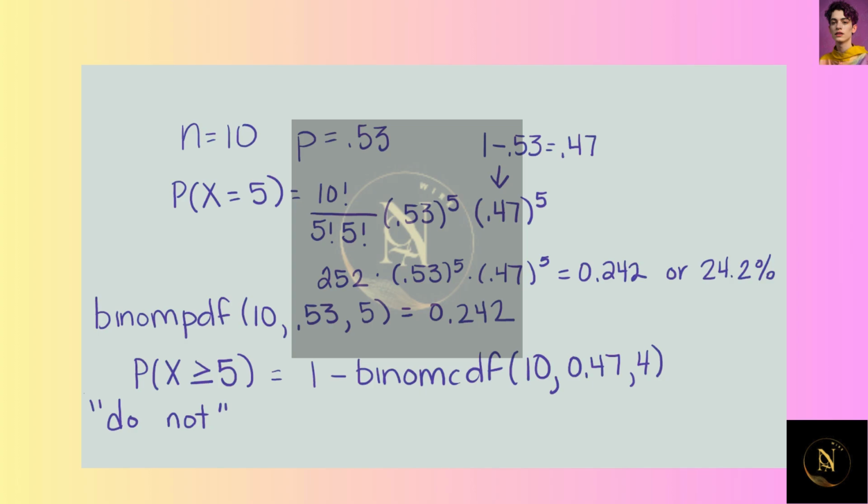When I do that, you still use the same function in the calculator, second vars. You'll see binom CDF, and you get 0.547 or 54.7%. You could do this by hand, but you're going to have to find the probability that x equals 5, 6, 7, 8, 9, 10 and add them all together, and you'll get the same answer.